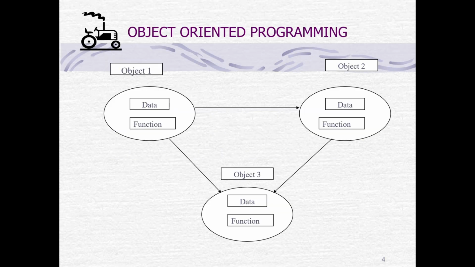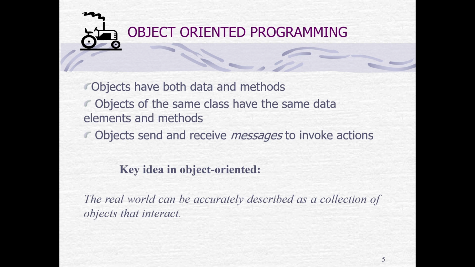But what is object-oriented programming? Here, the data and functions depend upon objects, so we are connected to objects only. In object-oriented programming, all the data and methods depend upon the object. Objects of the same class have the same data elements and methods, and objects only send and receive messages, and objects only invoke functions.